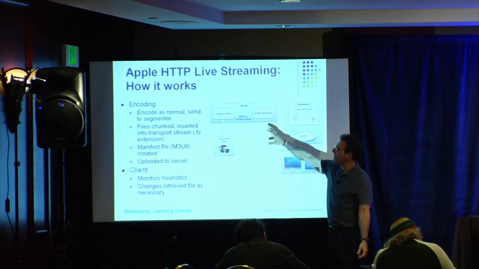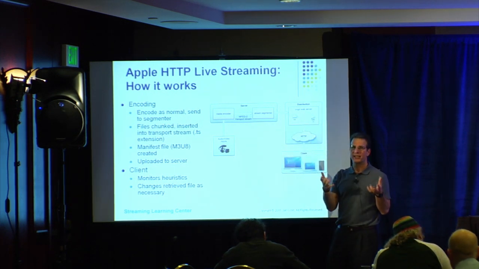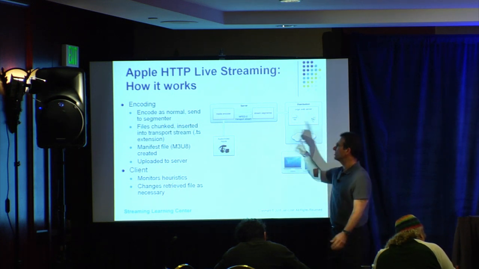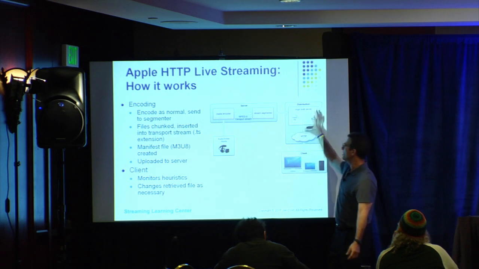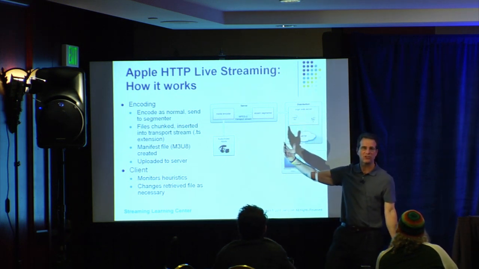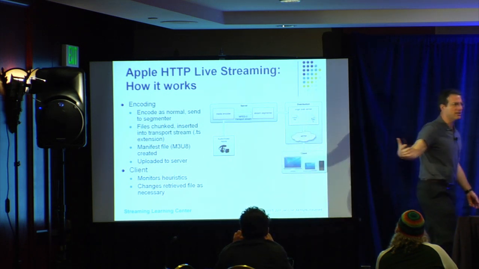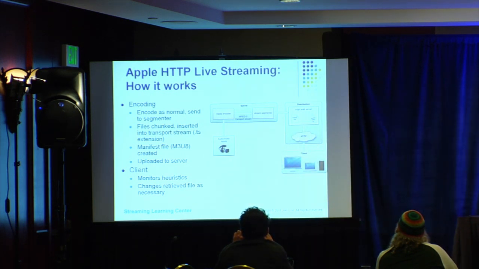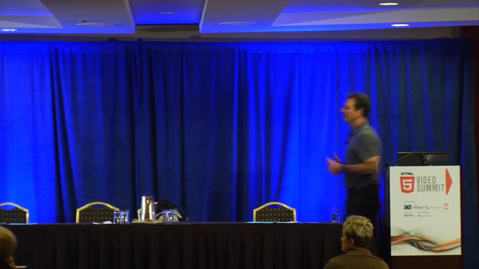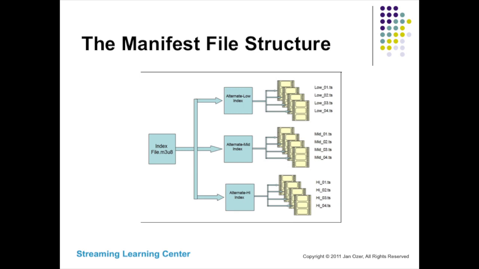We chunk the stream up. We divide the stream into usually 8 or 10-second chunks. Those are the chunks of data that are encoded using the MPEG-2 transport stream. And then we create an index file or a manifest file that contains the locations of the alternate streams and the locations of the chunks in the alternate streams. So this is what a manifest file structure might look like for a 3-stream adaptive streaming experience.